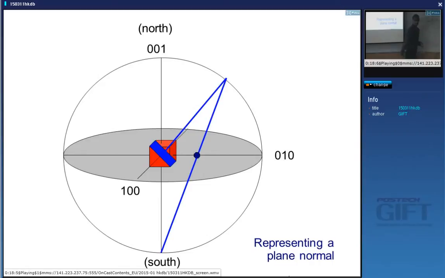So I've actually jumped ahead, but you understand what we are doing, right? To plot the normal of a plane, we see where it intersects the sphere, and we project it through the South Pole. Where it intersects the equatorial plane gives us the point on our stereographic projection. Okay?